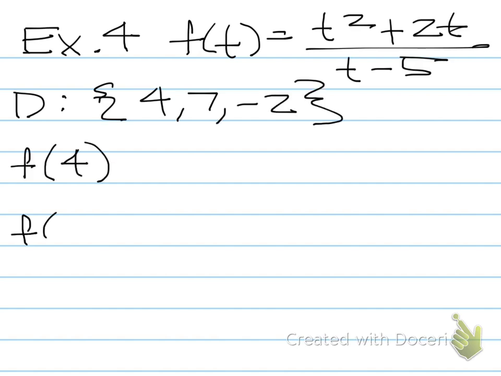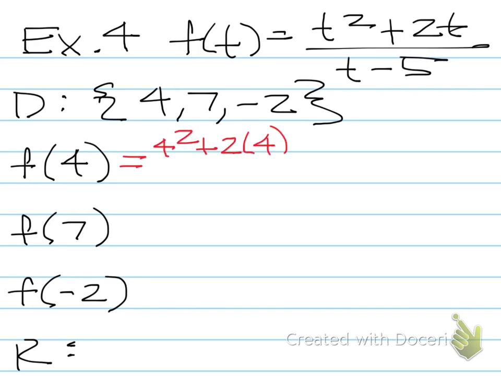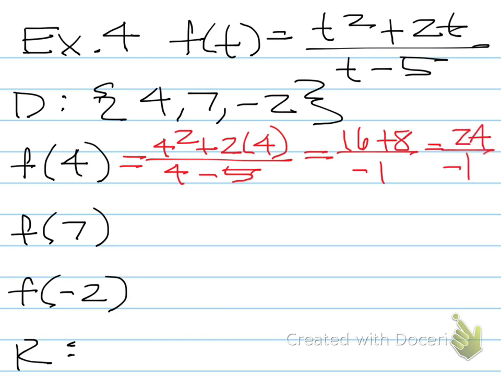And for the last example, we're given a function and we're given the domain. So we're given all the elements in the domain, each one of the values that we need to input into that function, starting with 4 and then 7 and then negative 2. So when we replace the t's with 4's, we get the following expression. 4 squared is 16. 2 times 4 is 8. 4 minus 5 is negative 1. 16 plus 8 is 24. 24 divided by negative 1 is negative 24. So f of 4 is negative 24.